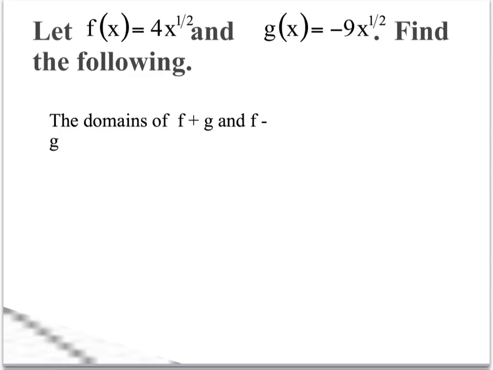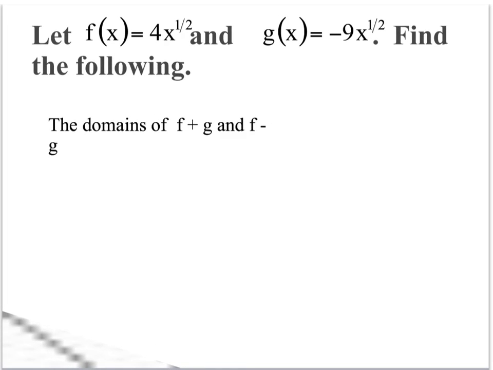Okay, now let's talk about these domains. So remember I told you that a lot of what we do in pre-calculus and calculus has to deal with the domain and ranges of these functions. So this is asking us for the domain of f plus g and the domain of f minus g. Oops, this shouldn't be there. It should be over here.